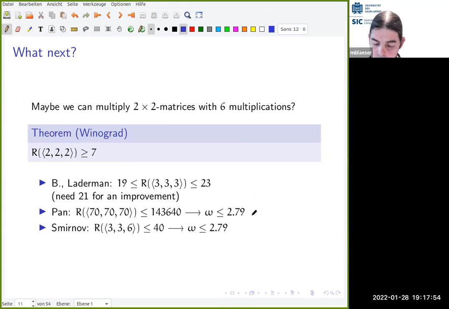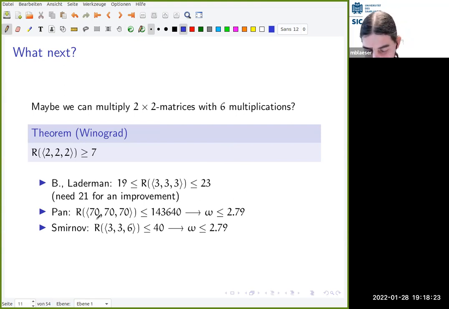So you need at least 7 multiplications. Then you can ask yourself in the next step, maybe I can take 3 by 3 matrix multiplication. But this is already really hard, computing the rank here. The best lower bound that we know is 19. The best upper bound would be 23. But we need 21 for an improvement over Strassen's algorithm, not for the current bound. And so it took a very long time: for 10 years, there was no improvement after Strassen's algorithm.